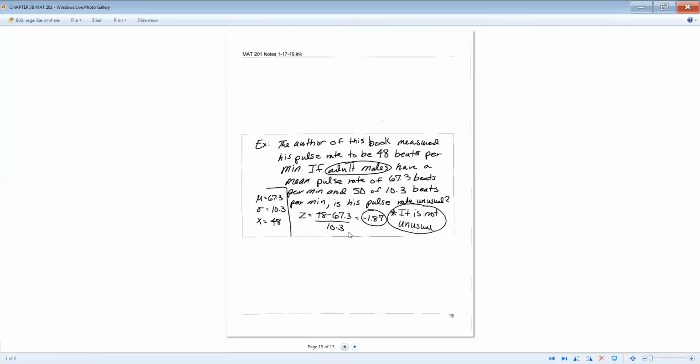-1.87. So it's -1.87 standard deviations lower than the mean or lower than the average. So then you ask yourself, is this unusual? The answer is no, because remember, it has to be either greater than 2 or less than -2. And so notice it's not less than -2, so it's not unusual.